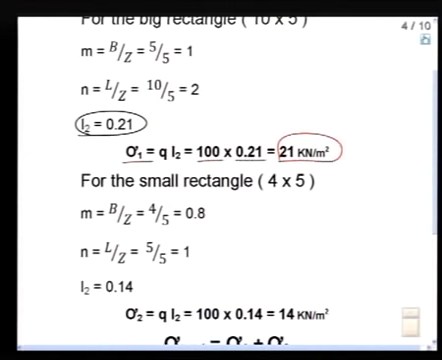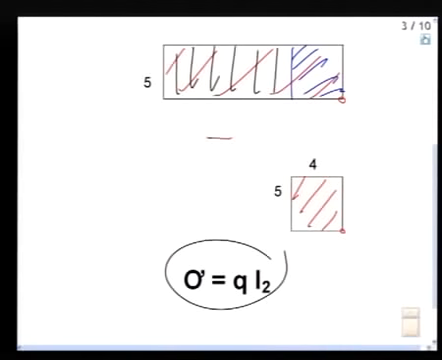Okay, this is from the big rectangle. Now we go for the small rectangle. Now remember, L, it was 10, right? B is 5. Now B is L for this rectangle, right? Because L is always the longer distance. B is the shorter distance. Now we change it. The shorter became longer. Okay? So we have to take this into consideration.